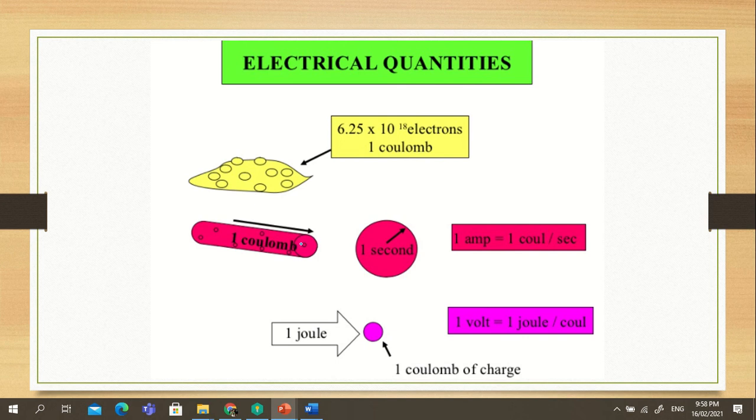Then we have what we call the joule. 1 volt is equal to 1 joule per coulomb. Okay, so remember this, 1 volt is equal to 1 joule per coulomb. So 1 joule is the product of 1 volt and 1 coulomb of charge. So that is what we call 1 joule.